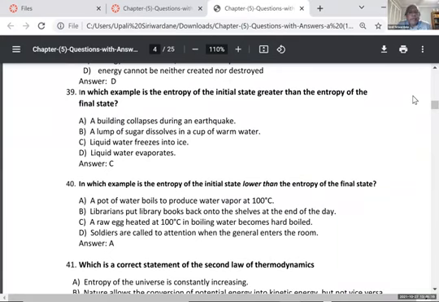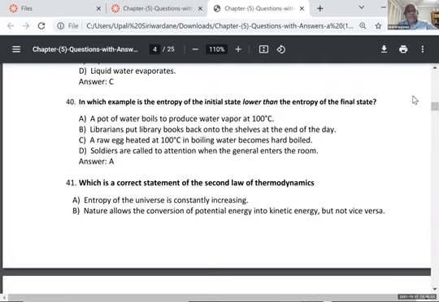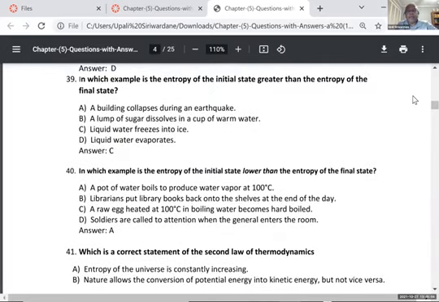A lump of sugar dissolved in a cup of water. The entropy of the final state is greater than the initial state. Liquid water freezes into ice. That's the correct answer. Liquid water has more entropy, more disorder, than ice. Ice is a solid. A solid has more order. So that's the answer for that. Entropy is related to disorder during a process.